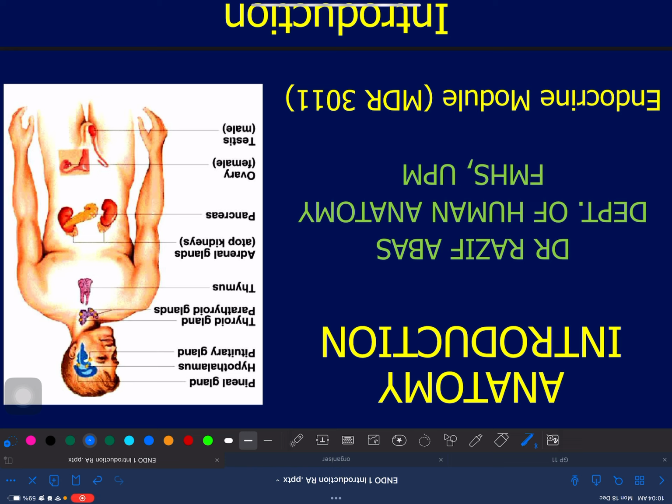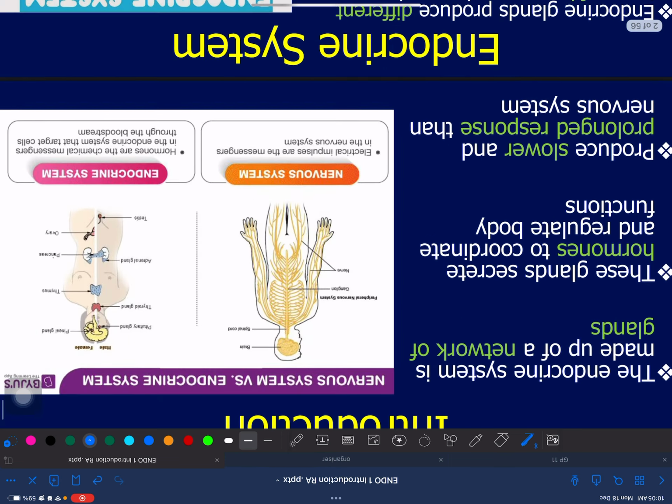endocrine. This is the endocrine topic introduction. I will only focus on the anatomy part. Endocrine is made up of a network of glands. These glands secrete hormones and produce a slower and prolonged response compared to the nervous system. As for function, usually the physiologists will emphasize it. I won't emphasize the function too much.